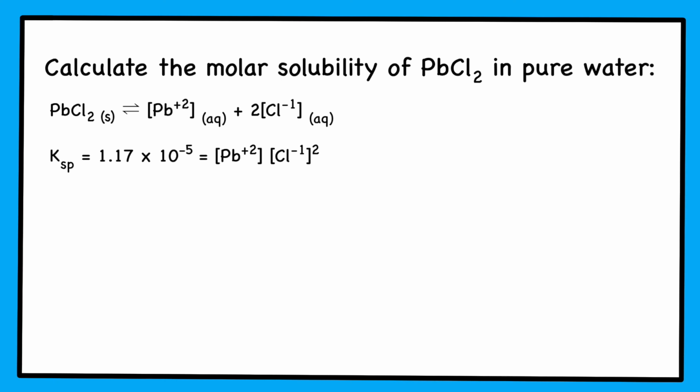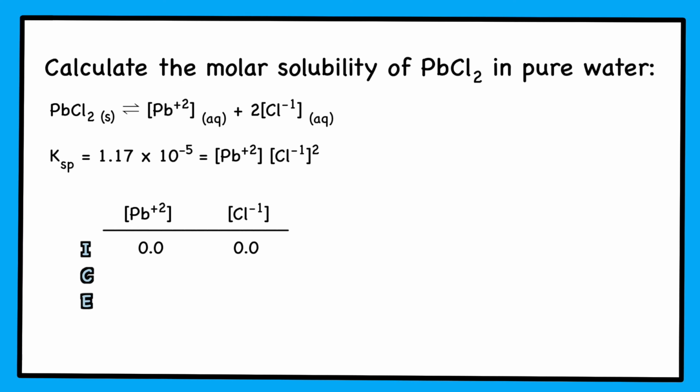Notice the concentration of chlorine is squared. This is because in the formula of lead 2 chloride, there are 2 chlorine atoms for every 1 lead 2 atom. Now that we have this, we can set up our ice table for our equilibrium equation. We have our lead 2 and our chlorine minus as our headings for our table. We then state that our initial amount for each of these ions is 0.